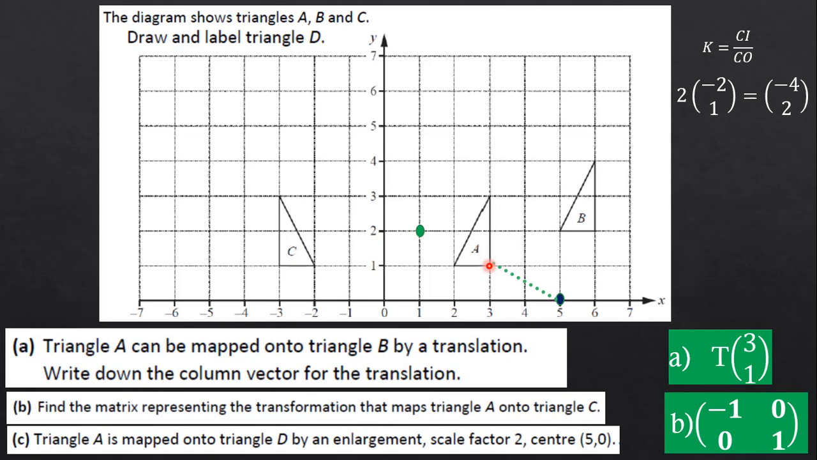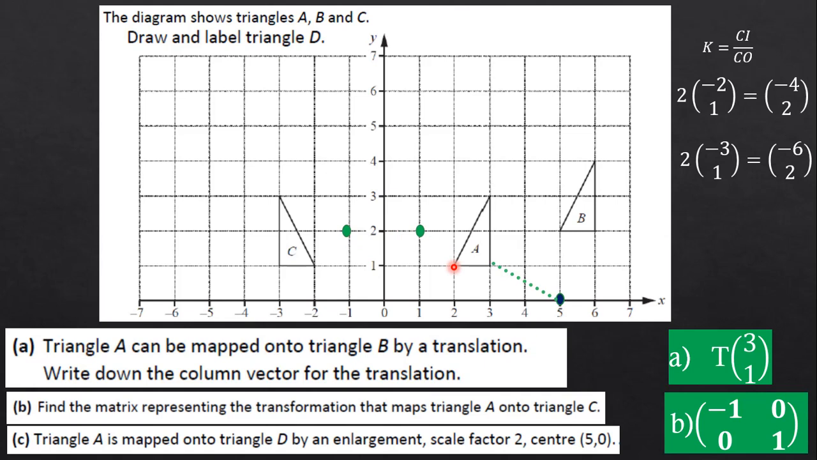Now consider the second vertex of the triangle A. It is again 1, 2, 3, negative 3 in x direction and 1 in the positive y direction. So if you multiply it with the scale factor of 2, what we are going to get? Minus 6, 2. The distance of this image will be negative 6 in x direction from the center and 2 in the positive y direction from the center. So start counting from the center: 1, 2, 3, 4, 5, 6, 1 and 2. So this should be the image of the second vertex of the triangle A.